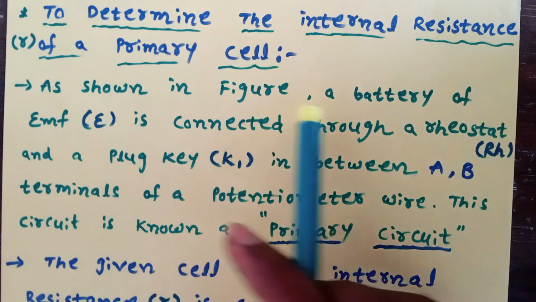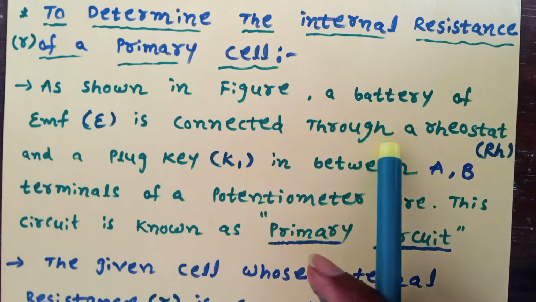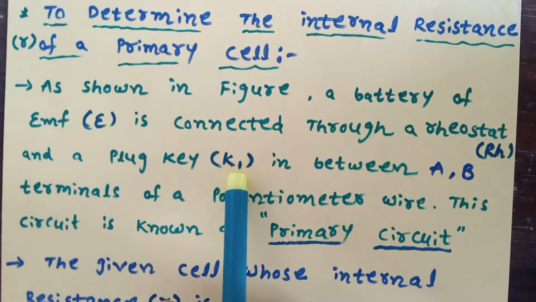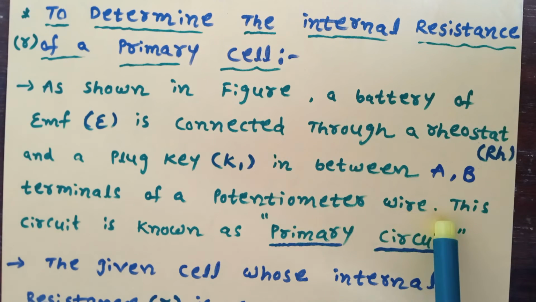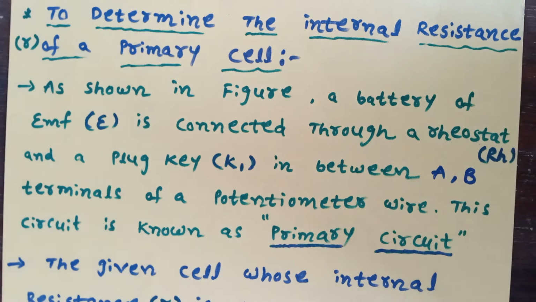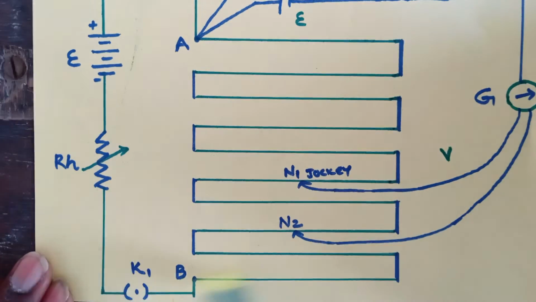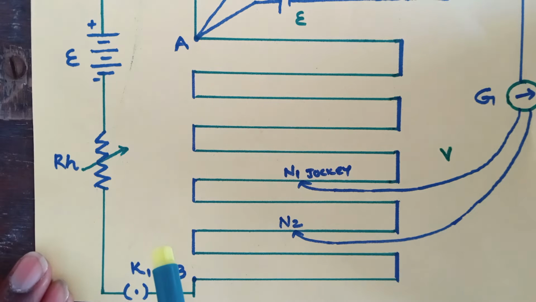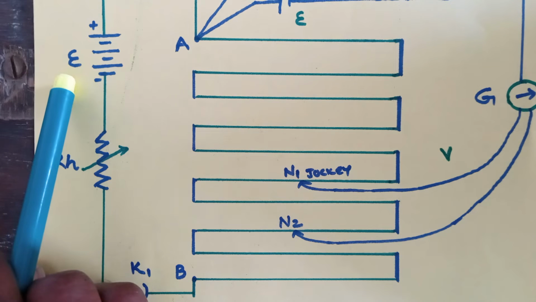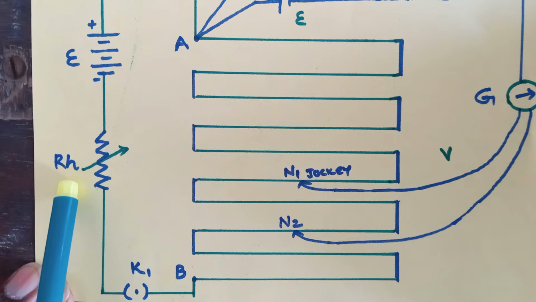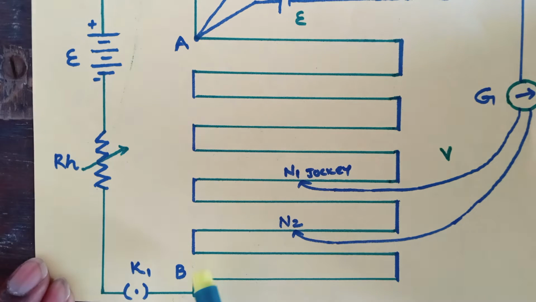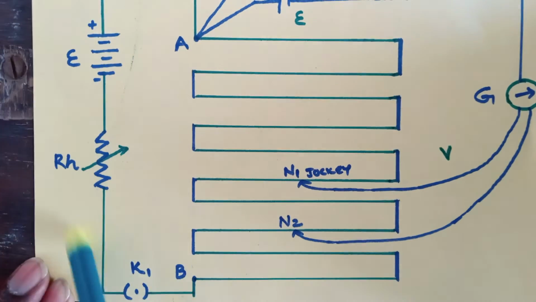As shown in the figure, a battery of EMF epsilon is connected through a rheostat RH and a plug key K1 in between the A, B terminals of the potentiometer wire. This circuit is known as the primary circuit. Now this is the diagram of the potentiometer as shown in the figure.